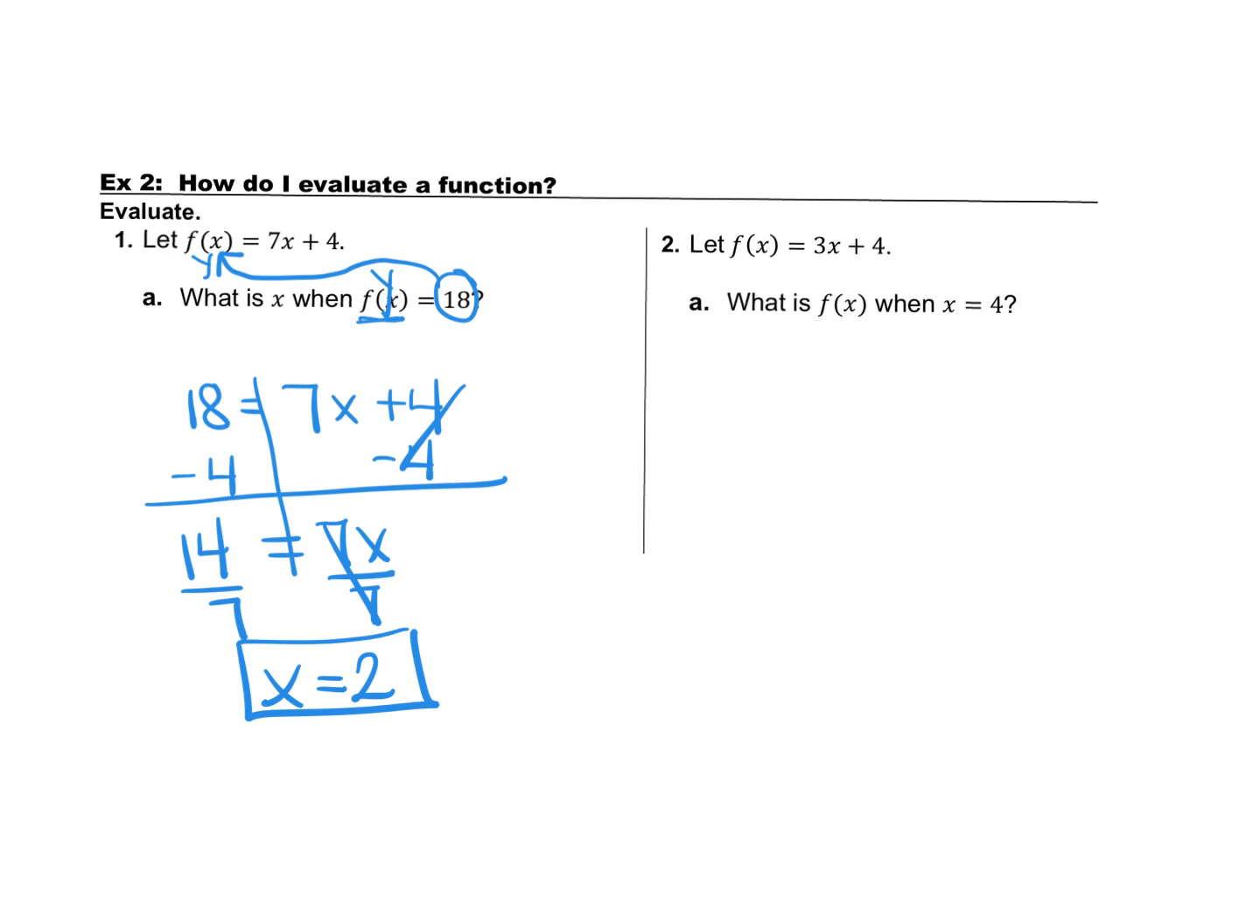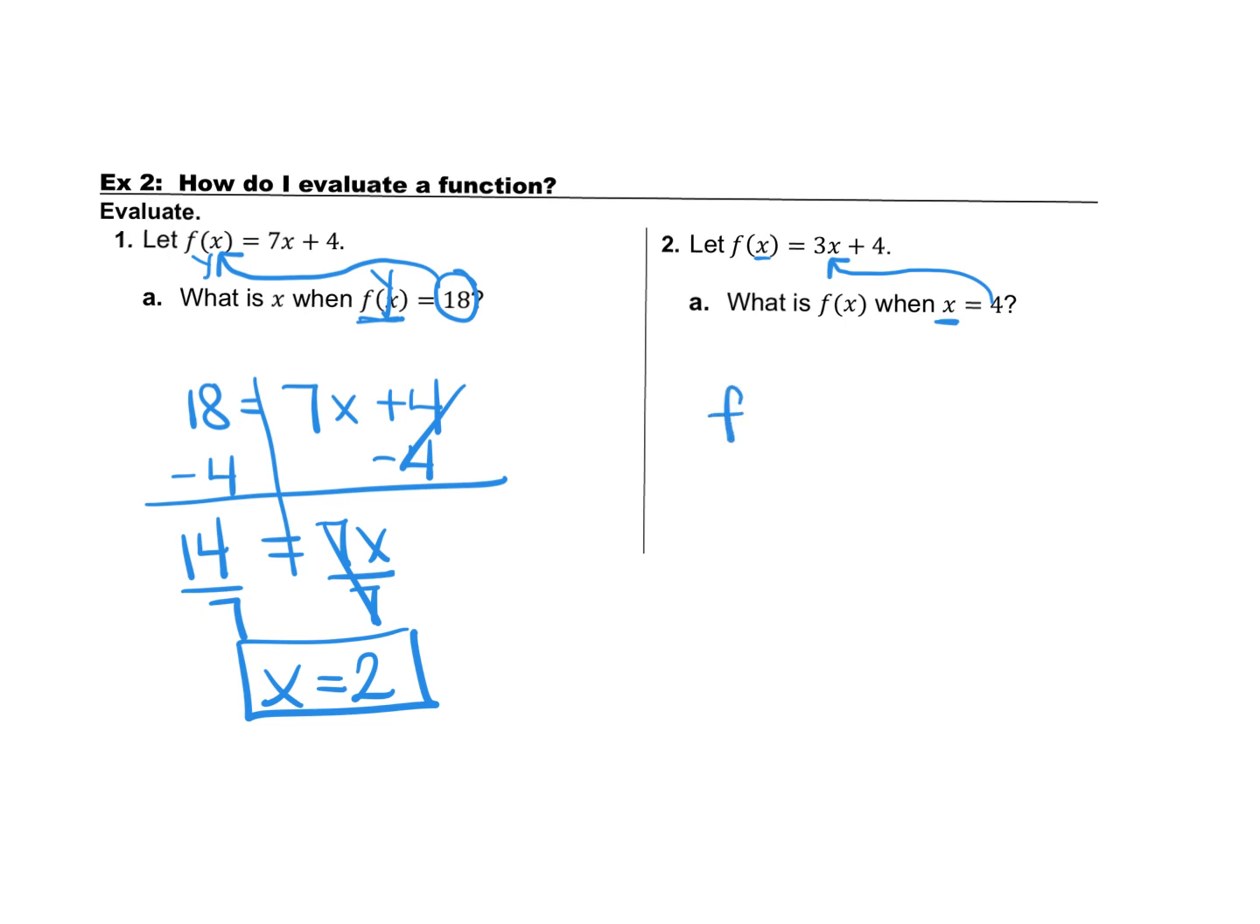Now, for question number 2, notice it says, what is the f of x when x is equal to 4? So it's really important for you to identify the variable that they're giving to you. In this case, they're saying the x is equal to 4. Don't get that mixed up with the x right here. That is the f of x. We're going to plug in this x because they're just saying x is equal to 4. So we're going to plug in that 4 where we see the x.